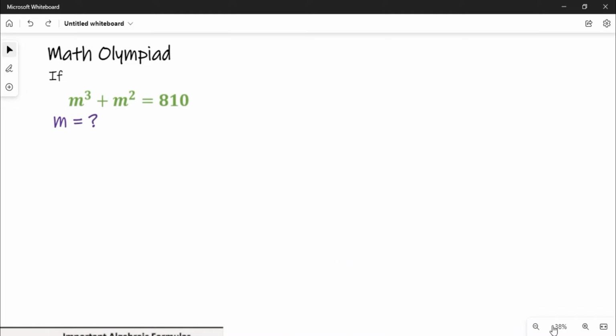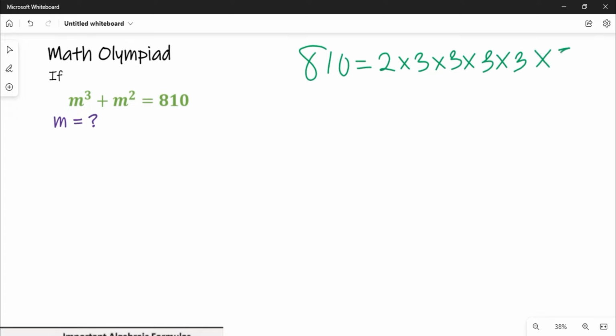Now let's solve this question. In solving this question, we are going to simplify 810. Simplifying 810 will give us 2 times 3 times 3 times 3 times 3 and then times 5. This will give us 2 times 3 raised to power 4 times 5.